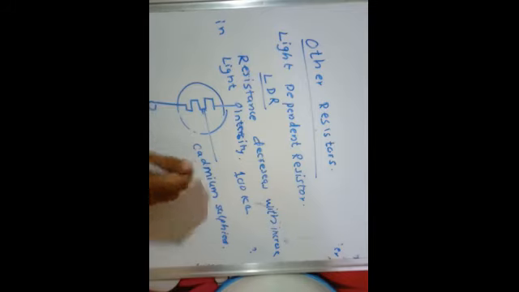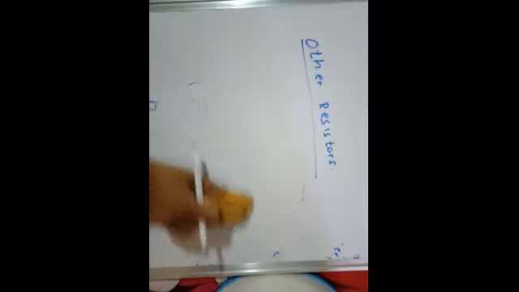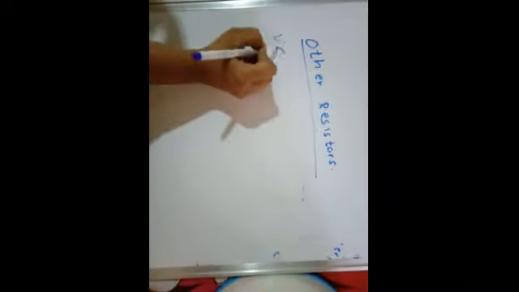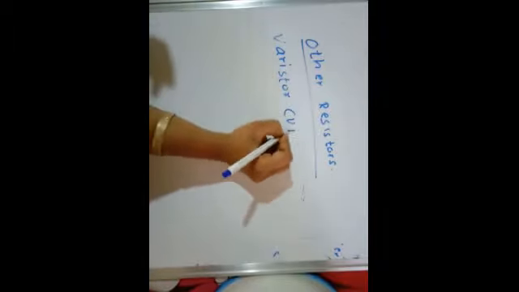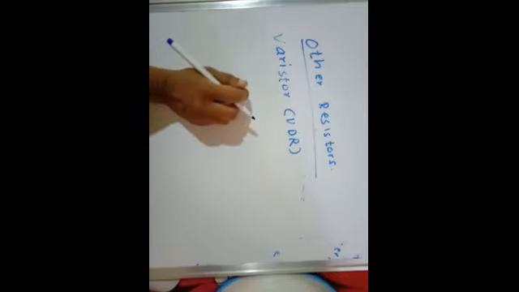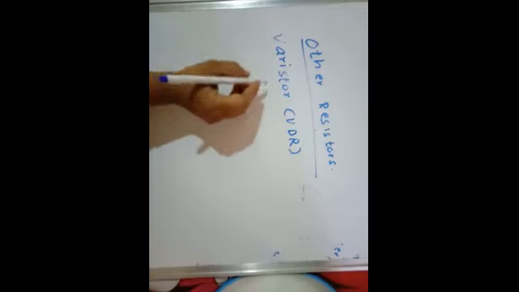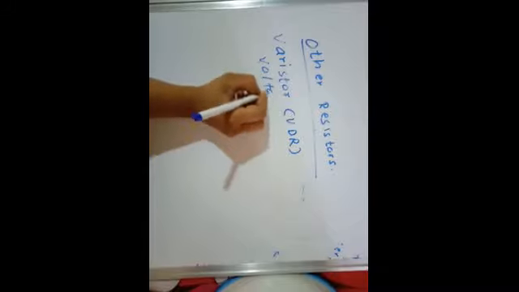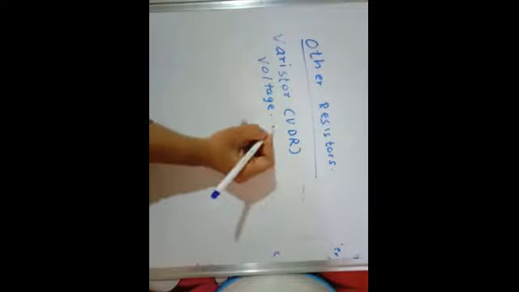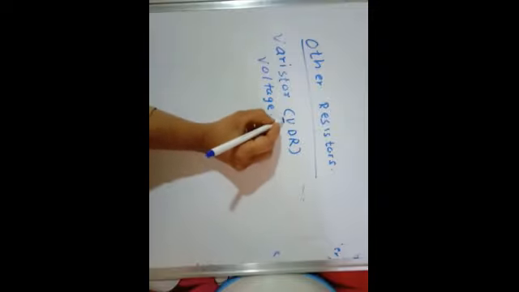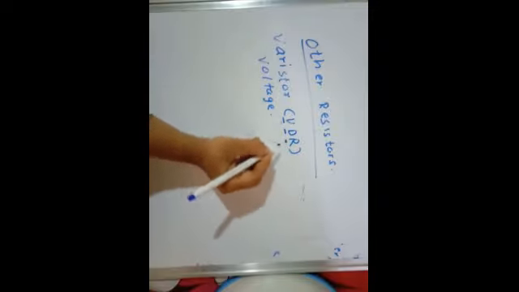Then we are going to see the third type, and the third type is the varistor. It is nothing but the VDR. It is a non-linear resistor in which the resistance is variable with voltage. It is also known as the voltage dependent resistor.